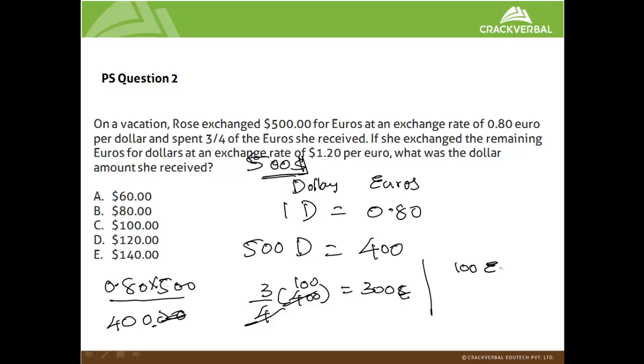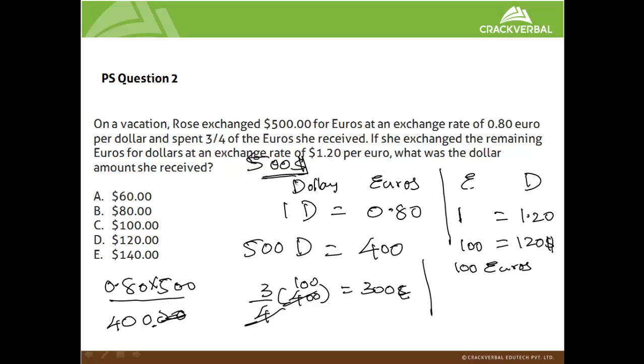Now the next part says she exchanged the remaining euros for dollars. This is the second part of the question, where she is exchanging euros to dollars. First she did dollars to euros, now she is doing euros to dollars. The exchange rate is $1.2 per euro, so 1 euro is equivalent to $1.2. We have 100 euros, so multiply both sides with 100. The equivalent amount will be $120. Bingo, you got the answer.